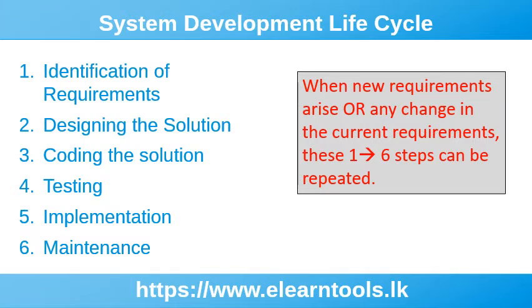Now we will talk about the system development life cycle. There are 6 steps. First one, identification of requirements. Second one, designing the solution. Third one, coding the solution. Fourth one, testing. Fifth one, implementation. And the sixth one is maintenance. When new requirements arise or any change in the current requirements, the steps 1 to 6 can be repeated.